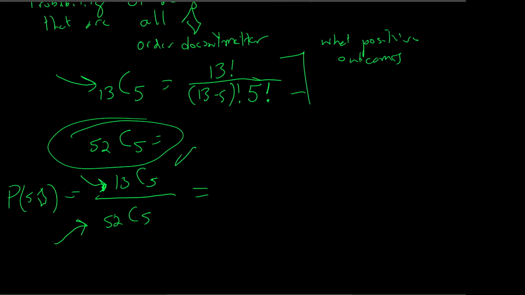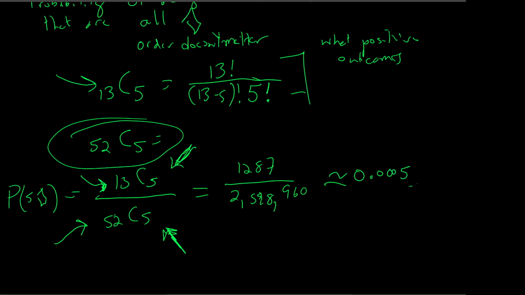And if we plug this in to our calculators or into Excel, we get 1,287 for the numerator, and we get 2,598,960. So if you're thinking of a poker game where you're dealing 5 cards, that's how many combinations of individual hands there are. 2,598,960. And so your chance of being dealt all diamonds right off the bat is 0.05%.